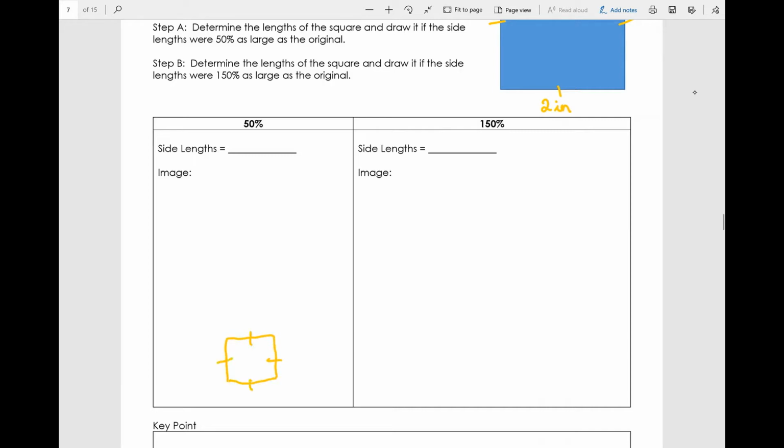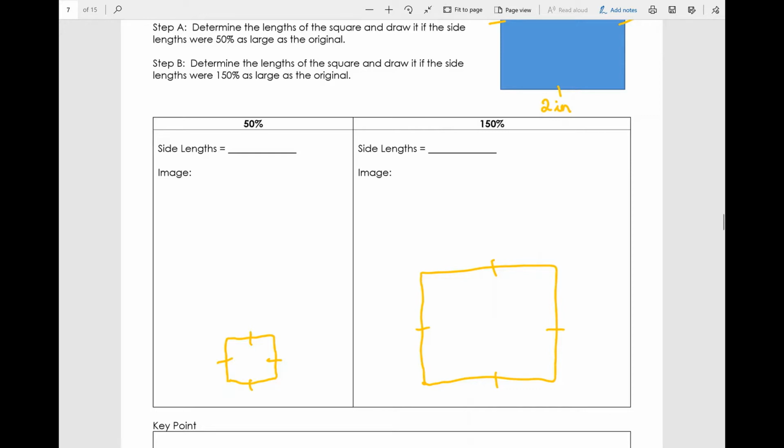And if it's greater than 100%, I'm going to make a prediction. It's bigger than the whole, right? It's bigger than the original, so our image is going to be bigger. And all sides are equal. Great. So determine the lengths of the square.